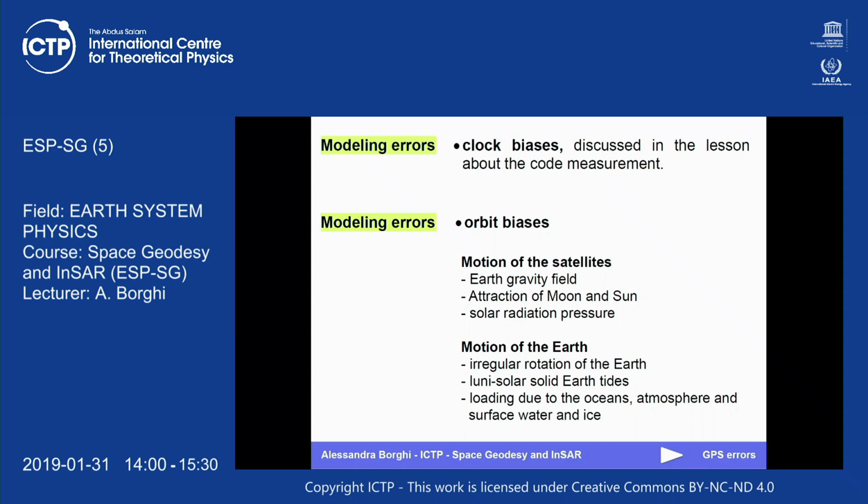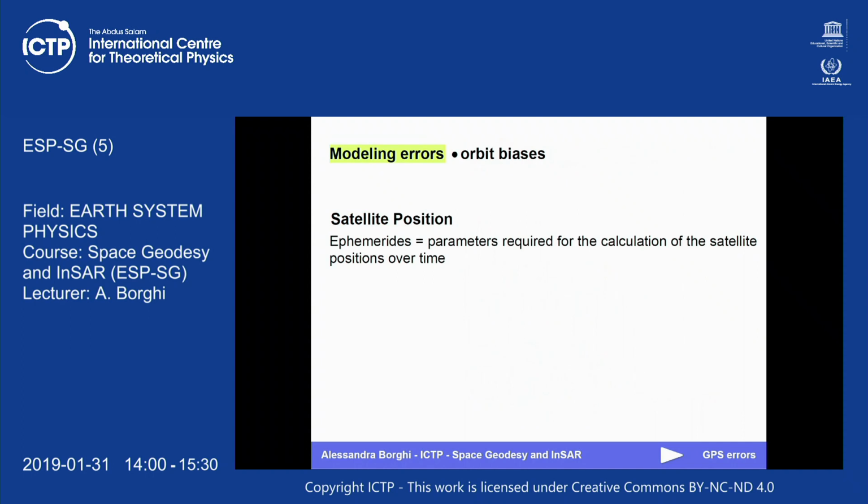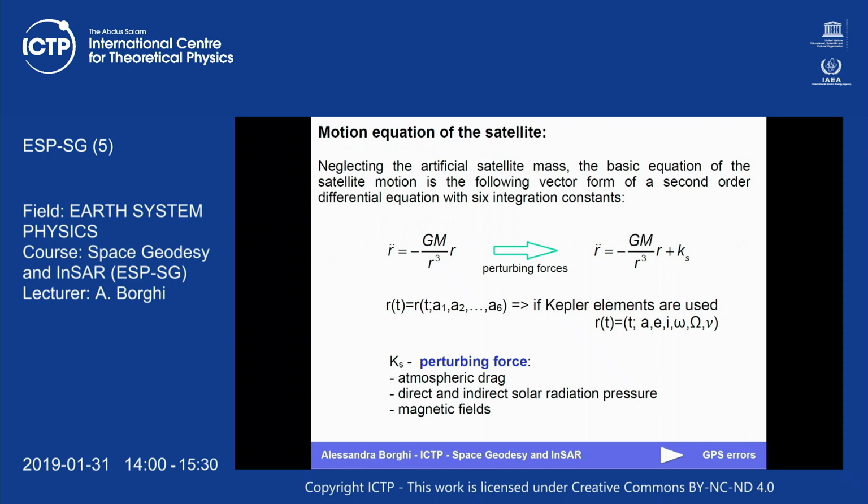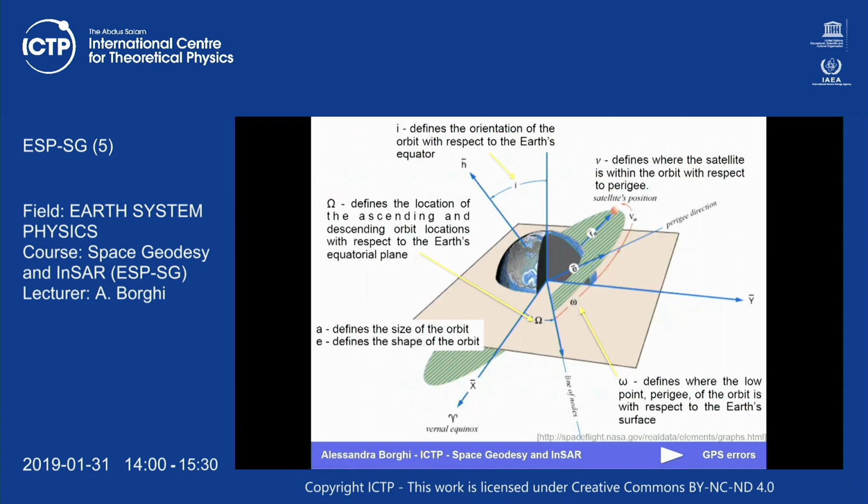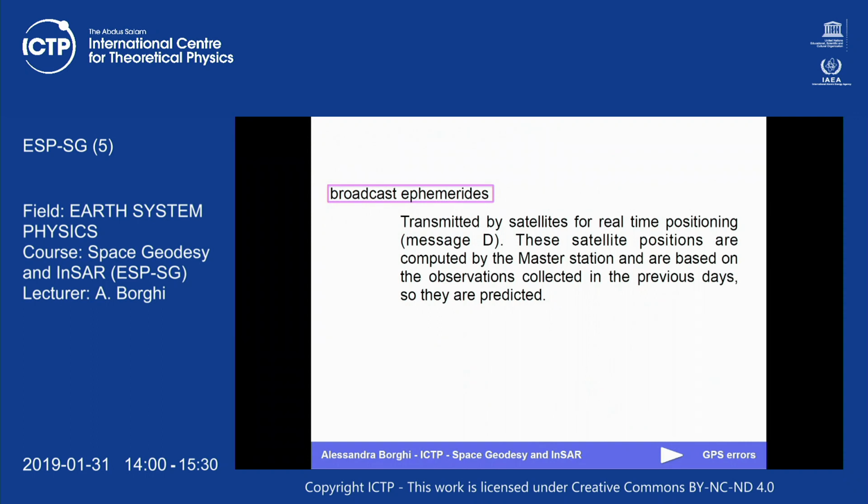But these are predicted values. These are called broadcast ephemerides, transmitted by the satellite for real-time positioning. These satellite positions are computed by the control network, the master stations, and are predicted values, not the real values of the position of the satellite in space.